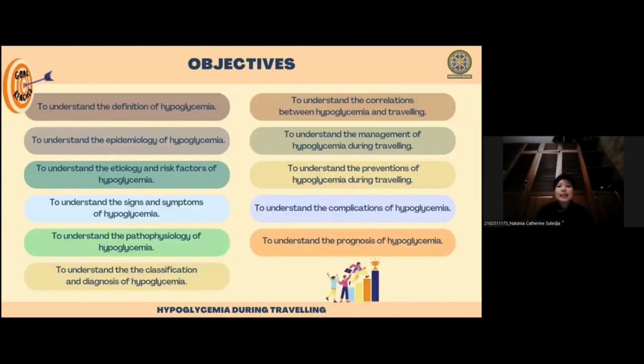So these are the objectives of our student project. The first one is to understand the definition of hypoglycemia, to understand the epidemiology of hypoglycemia, to understand the etiology and risk factors of hypoglycemia, to understand the signs and symptoms of hypoglycemia, to understand the pathophysiology of hypoglycemia, to understand the classification and diagnosis of hypoglycemia, to understand the correlation between hypoglycemia and traveling, to understand the management of hypoglycemia during traveling, to understand the prevention of hypoglycemia during traveling, to understand the complications of hypoglycemia, and to understand the prognosis of hypoglycemia.